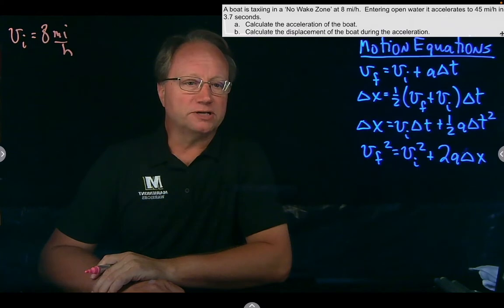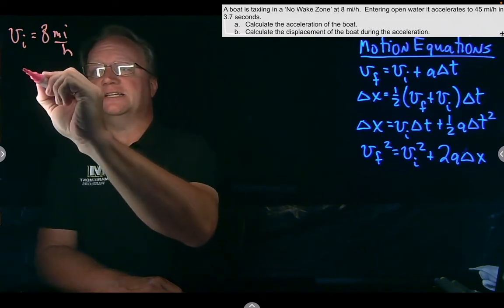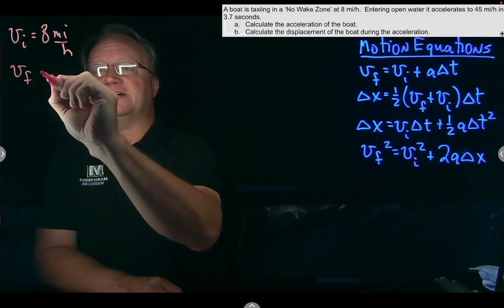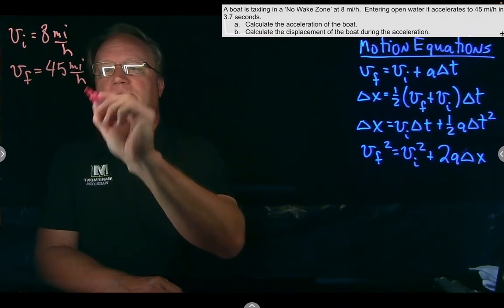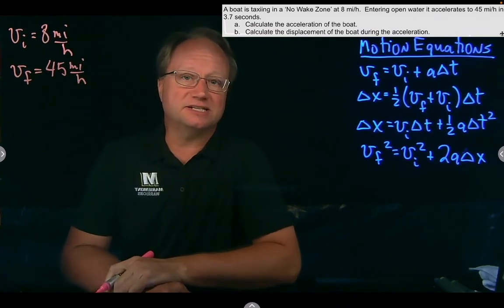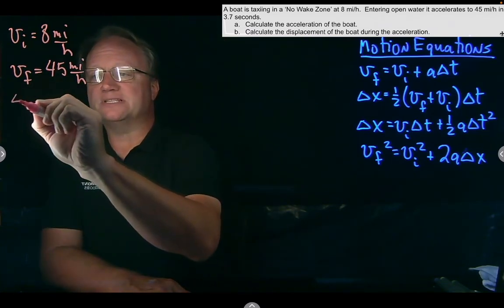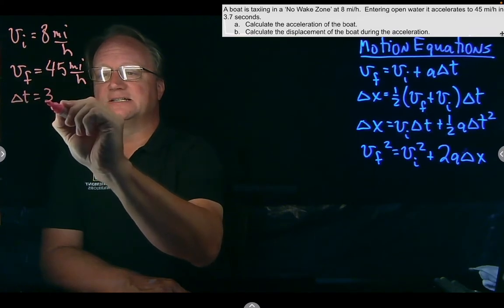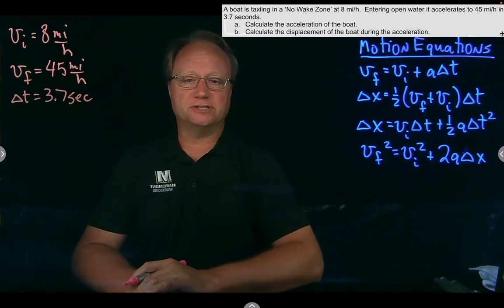Entering open water, it accelerates to 45 miles per hour. Another number in miles per hour, that's another speed or velocity. That would be the final velocity, VF, 45 miles per hour. In other words, that is the velocity at the end of the acceleration. Now, we also know that it took 3.7 seconds to be able to do that acceleration.